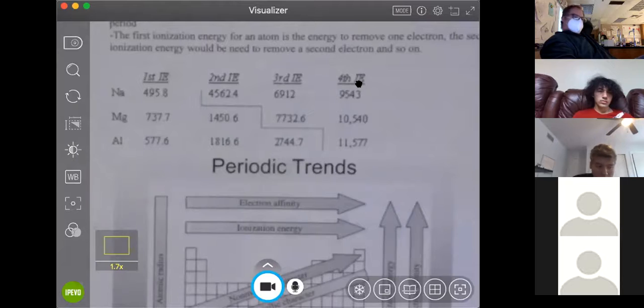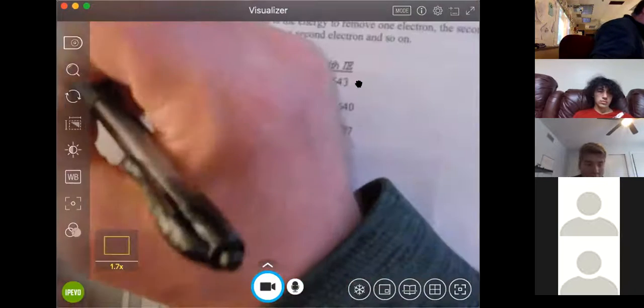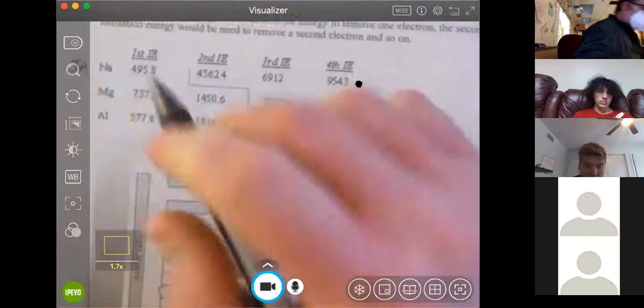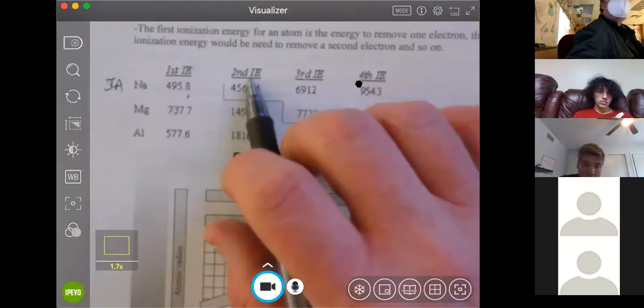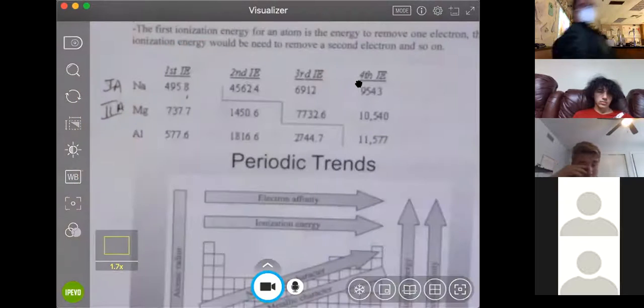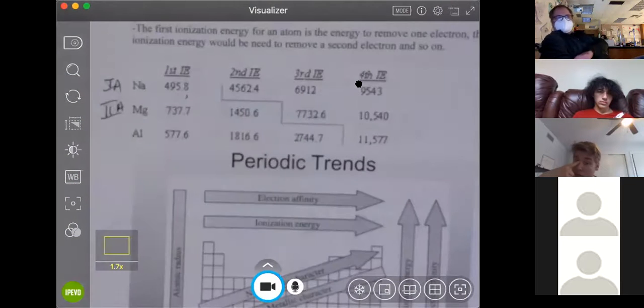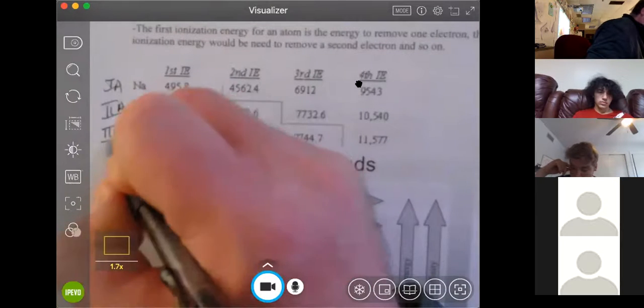So if we look at this, sodium has 1 valence electron. It is in group 1A. So it can lose that first electron, but it's not losing any more after that. Magnesium is in group 2A. So it has 2 valence electrons. So it can lose 2, but it's not losing any more after that. Aluminium is in group 3A.